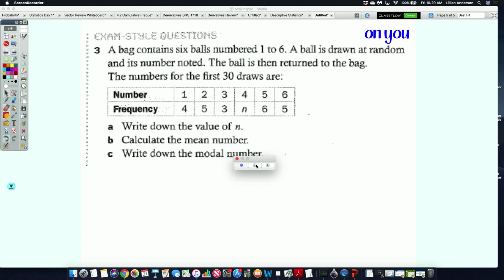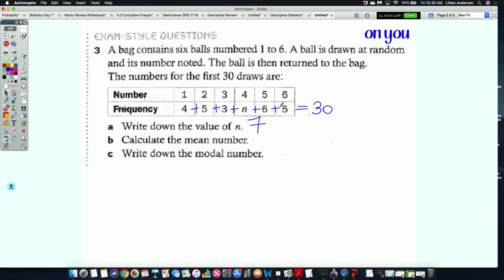So a bag contains 6 numbered balls, 1 through 6. The balls are drawn at random and the number is noted. The ball is then returned to the bag. The numbers for the first 30 draws are given to us. So, what is the value of n? 30. Oh, wait, I'm sorry. 7. It should be 7 because we know that all the frequencies should add up to equal what? 30. So if we already know that this is 9, plus 3 is 12, plus 6 is 18, plus 5 is 23. That means that 23 plus n has to equal 30, so n is 7.